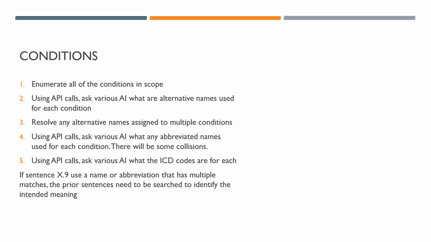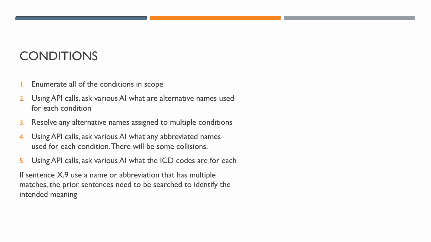Then you also need to ask the AI for abbreviated names for each condition. Like irritable bowel syndrome, IBS, irritable bowel disease, IBD, but you occasionally will find some of the abbreviations are used for multiple conditions. Again, we may have collisions, and we need to be aware of them and make sure we identify the correct one by examining the whole article in context.